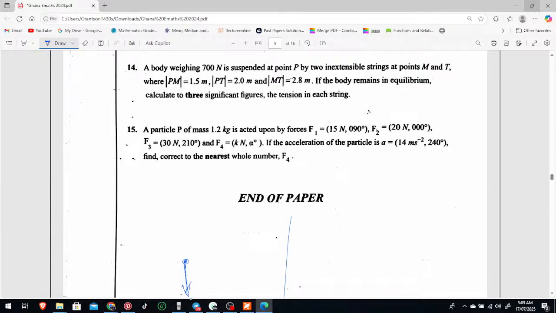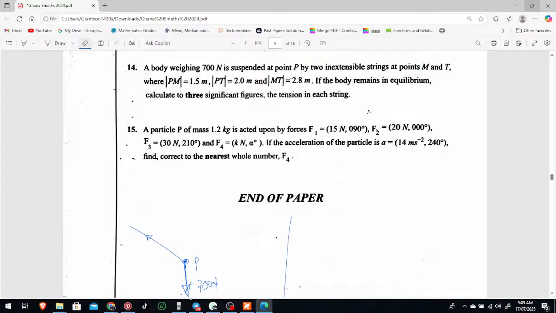Serious. Jimmy, 700 newtons is suspended at point P. So this is the point P, by two light inextensible strings M and T, such that PM is 1.5. So PM, the string. So this is my drawing. Sometimes it's difficult to make it straight.